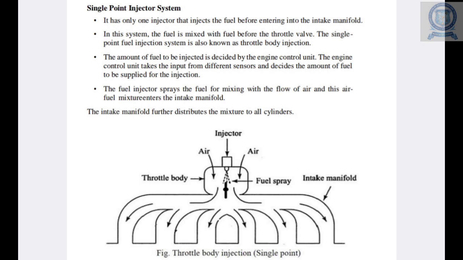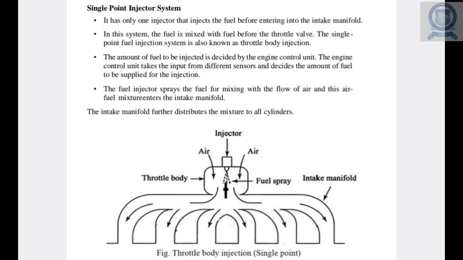Yeah, in that first one is the single point fuel injection system. So actually we have given the diagram. So in this diagram there's a single fuel injector which supplies fuel spray to all the engines through the inlet intake manifold. Okay, so now we can see the functions.